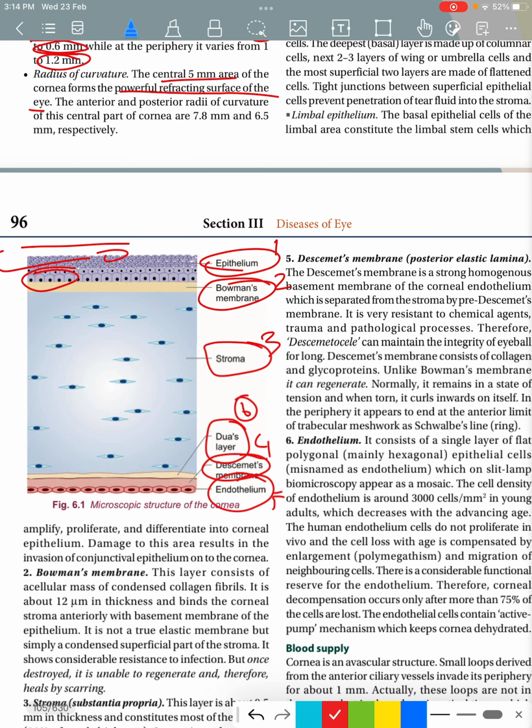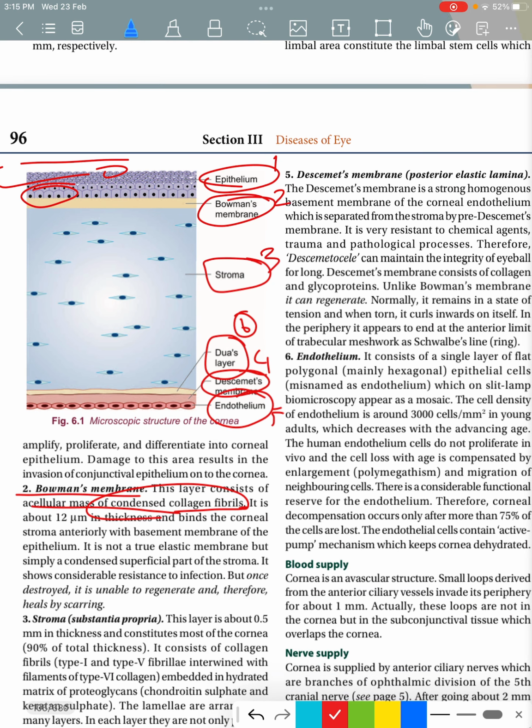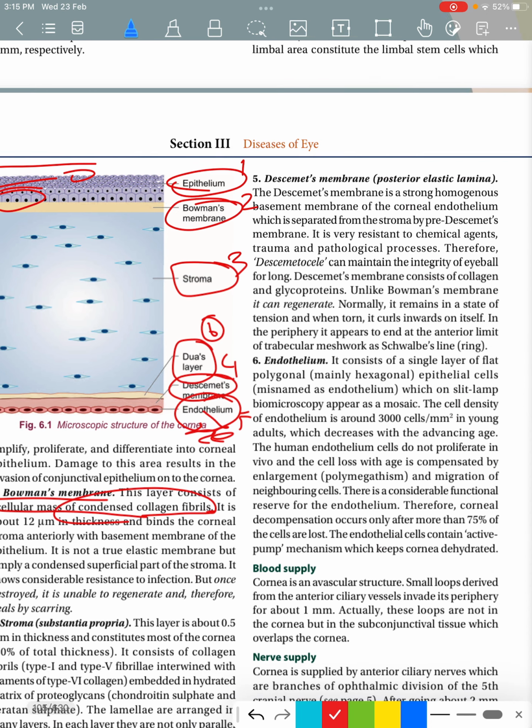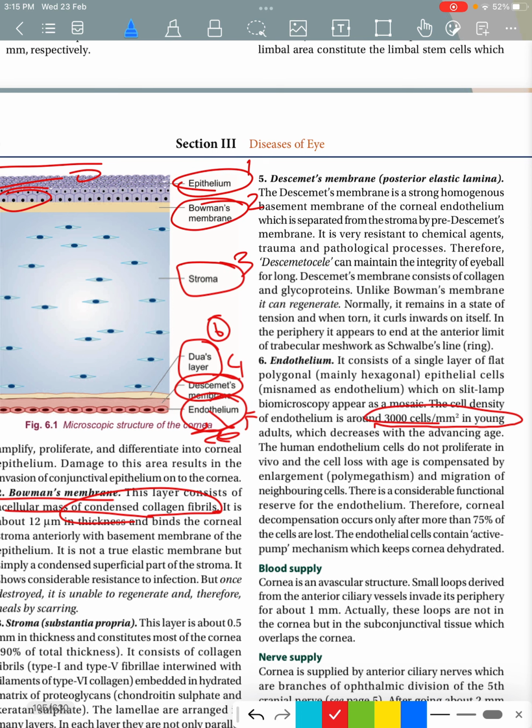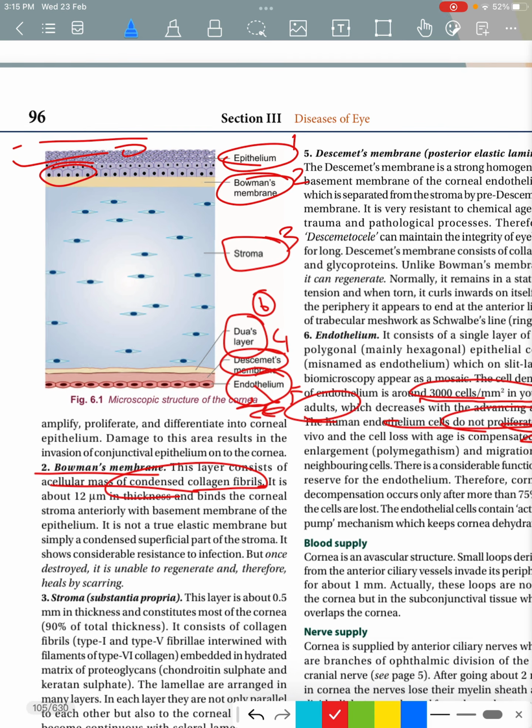When we talk about Bowman's membrane, it consists of condensed collagen fibrils. Very important part: this epithelium, this endothelium, once degenerated, can't reform. There are about 3,000 cells per millimeter cube in adults. These do not proliferate. Very important, they do not proliferate, so if any loss occurs, it cannot be replaced. So the endothelium is very important.